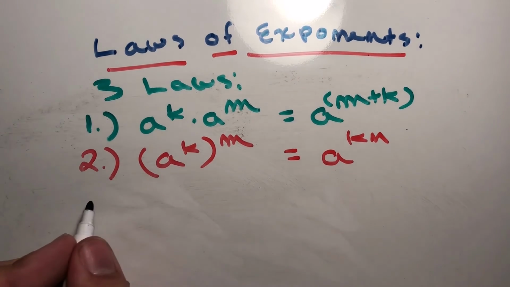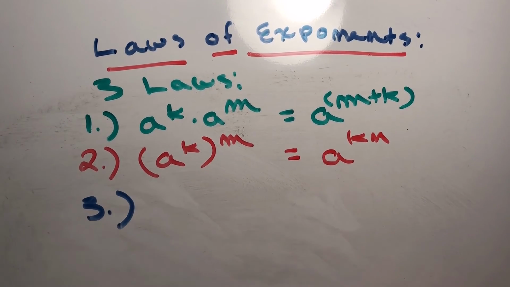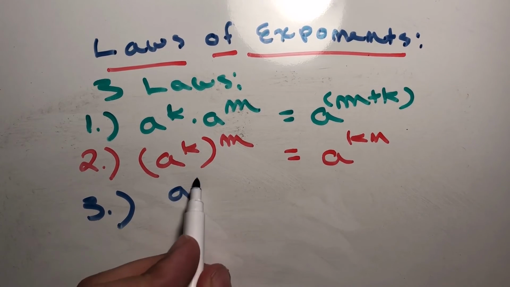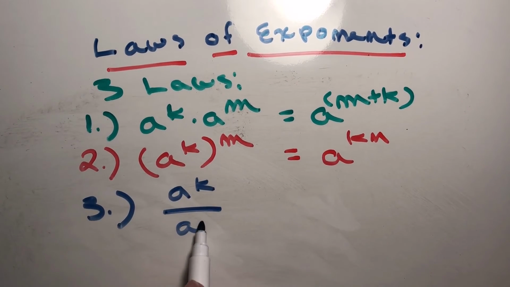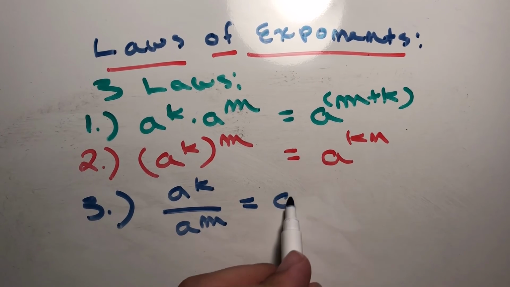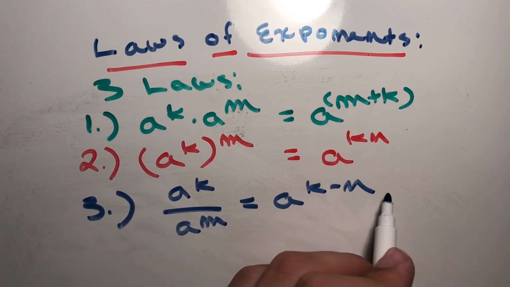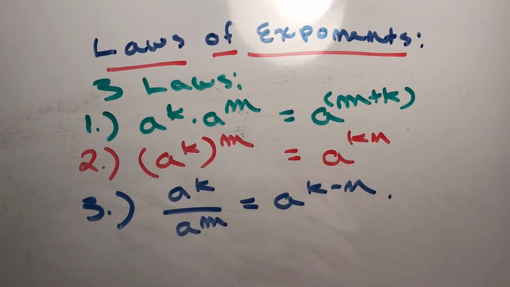Do it in blue here. Kind of the most interesting one in my opinion, but you can choose your favorite here. It's a to the k divided by a to the m is equal to a to the k minus m. Great. So we know these 3, perfect. These are those 3 laws.